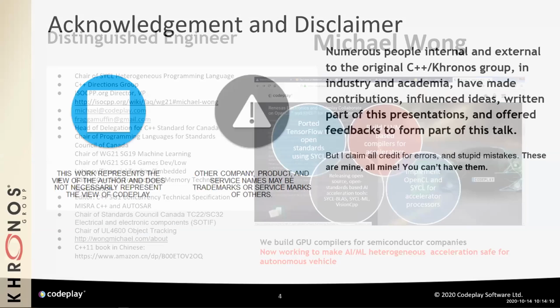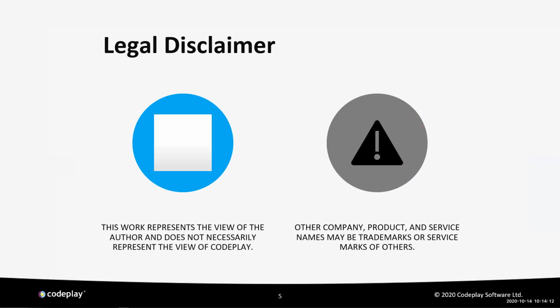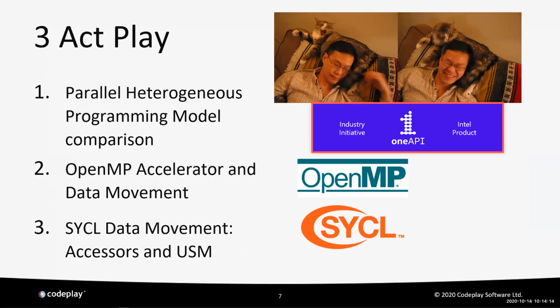And you've already seen all these, you know about me and the disclaimer, so we can get past all of that. Today I want to continue with the parallel heterogeneous programming model comparisons, starting with oneAPI. And then talk a little bit about OpenMP, Accelerator and Data Movement. I was involved in that, so I can give some detail, although the data there could be old. And then, of course, talk about SYCL data movement in terms of accessors, and bring in USM.